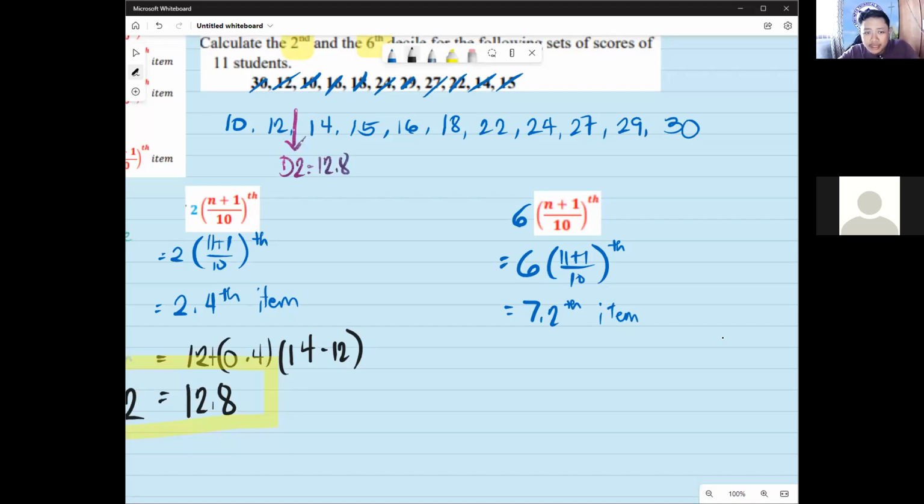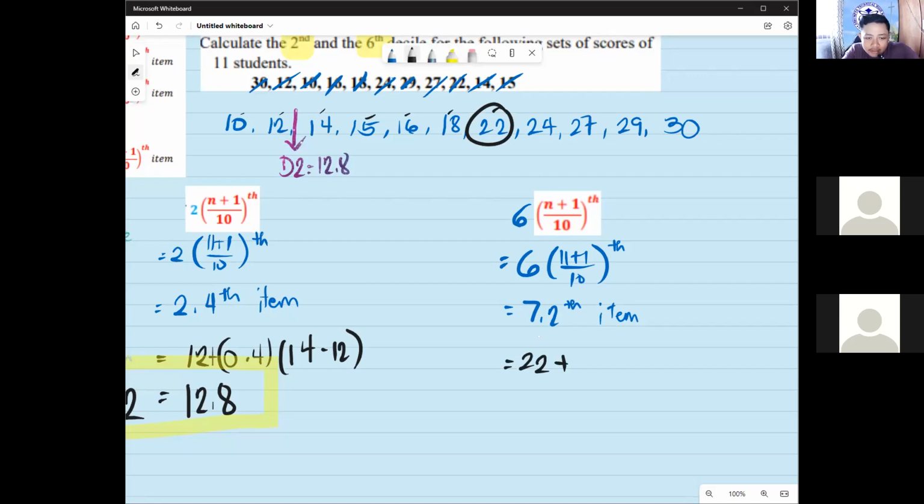Okay, so just to continue, we are now getting the sixth decile. By computing, we will be getting the item on the 7.2 position. How will we solve for that? Of course, we will get the whole number for the 7th position. That's 1, 2, 3, 4, 5, 6, 7. 7 is 22. And then you need to add the decimal, 0.2, multiplied by the difference of these two numbers, and that's 24 minus 22.